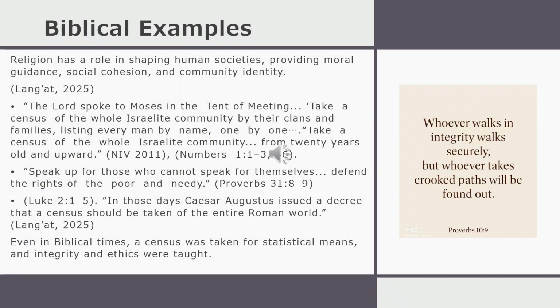Religion has a role in shaping human societies by providing moral guidance, social cohesion, and community identity, according to Lagonget. There are examples of descriptive statistics in biblical times with the taking of a census, and we are told to walk in integrity, and if we don't, it will come out. Ethics may not have been defined, but everything has been laid out for us on how to live ethically in the Bible.